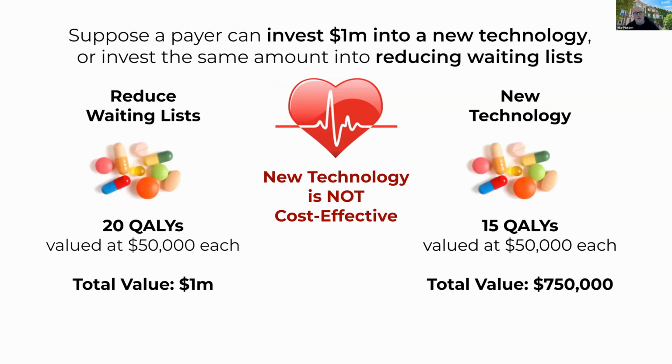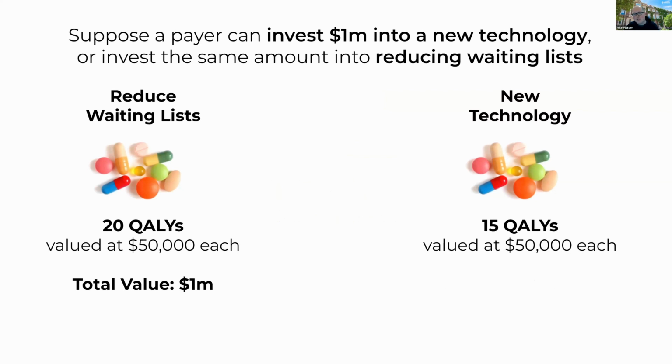So the 20 QALYs from reducing waiting lists, that's worth $1 million. And the 15 QALYs from the new technology, that's worth $750,000. So still, we're finding this technology not to be cost-effective. But now imagine that a societal perspective is adopted, and it's done in a way that there is not a corresponding change in the cost-effectiveness threshold.